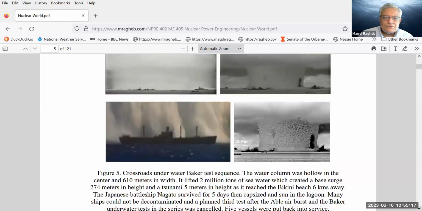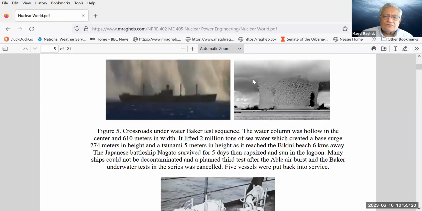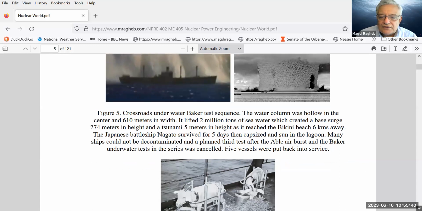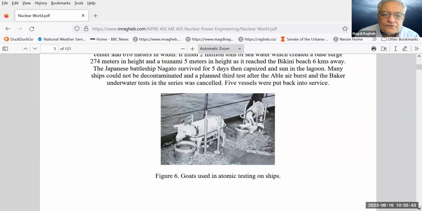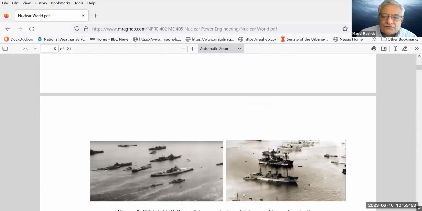The test lifted 2 million tons of seawater. It created a huge base surge, 274 meters in height, and a tsunami, 5 meters in height, hitting the ships to the point, as you can see here, that they were raised out of the water. Some of the ships had animals to check the effect of radiation on them. These are goats here, for instance, on ships to test the effect of radiation. The effects of radiation were not known at the time.